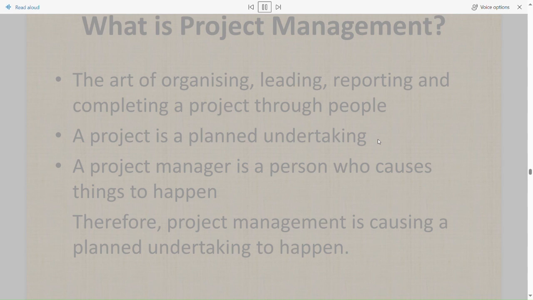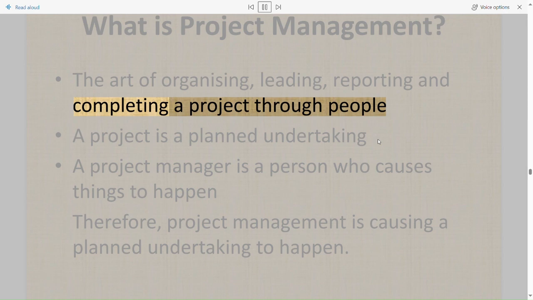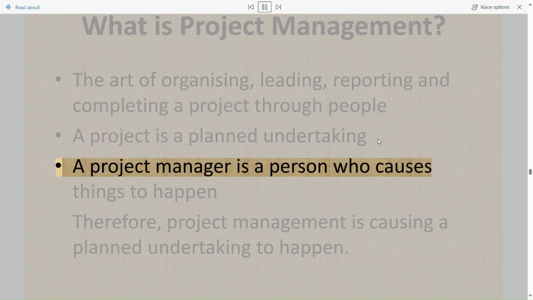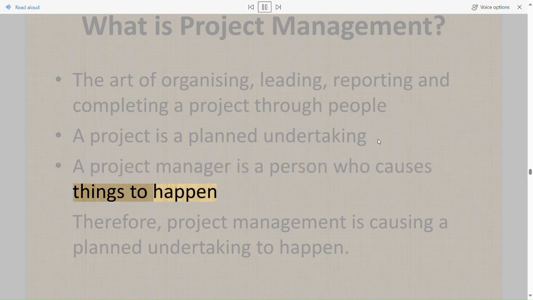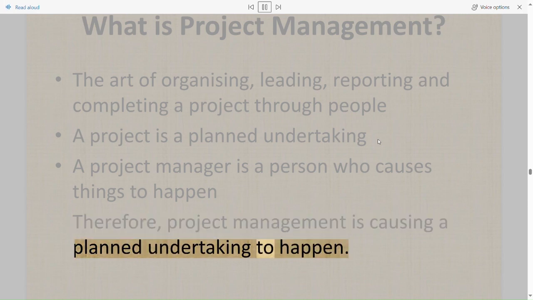What is project management? The art of organizing, leading, reporting, and completing a project through people. A project is a planned undertaking. A project manager is a person who causes things to happen. Therefore, project management is causing a planned undertaking to happen.